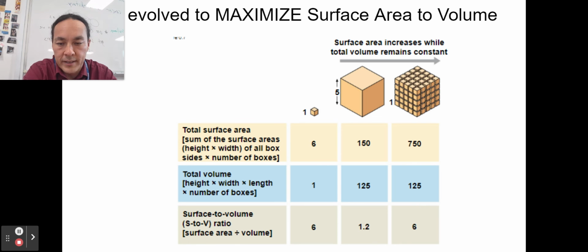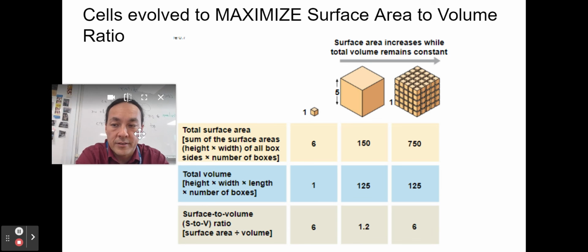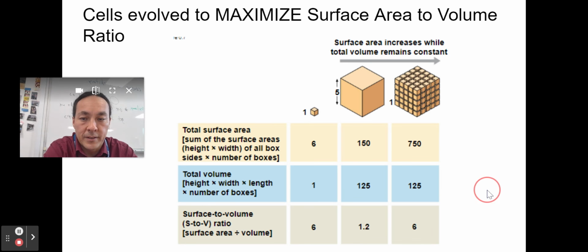All right, surface area to volume. Here's another example of it. Notice how chopping these into lots of little cubes really increases the surface area to volume ratio. Same volume, but by making it lots of little cubes, it has a higher surface area. There are many examples of adaptations to maximize surface area to volume ratio.